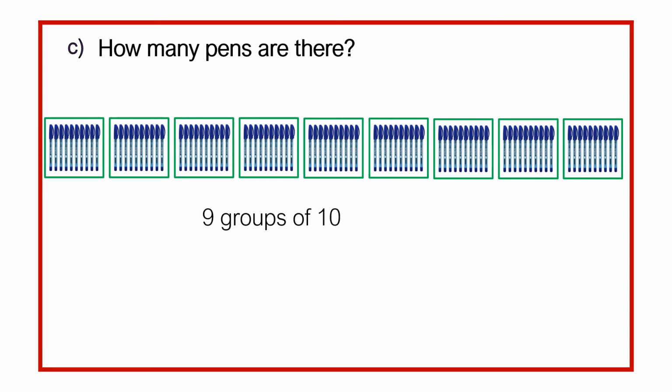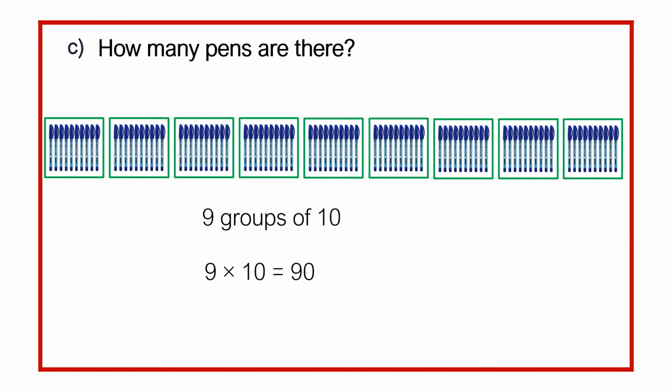9 groups of 10 actually means 10 plus 10 plus 10 plus 10 plus 10, 9 times. But because we cannot keep on adding 10, 10, 10, it takes a lot of time, we can simply use multiplication. And we simply say 9 times 10. And 9 times 10 equals 90.